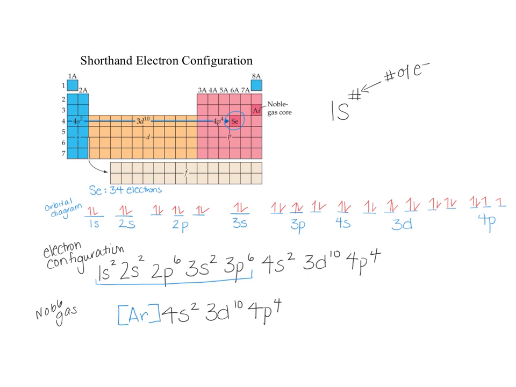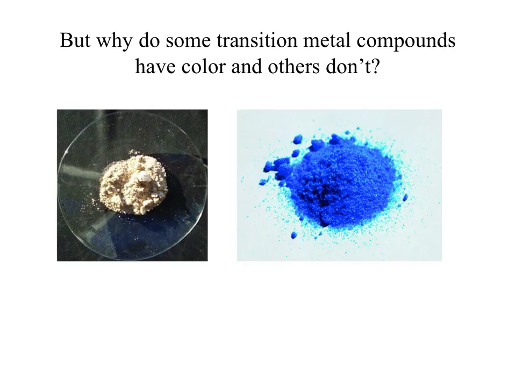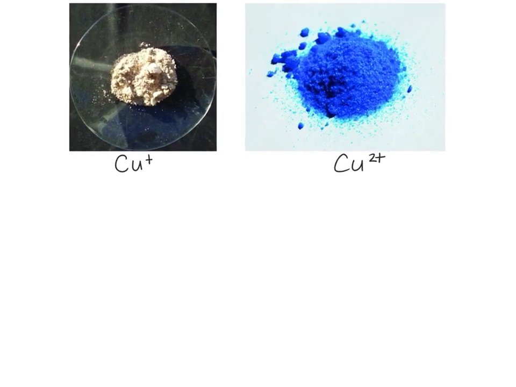Now, maybe the burning question in your heart is, Dr. Pierce, you've made us learn all this. Why? Well, let's go back to that original question that I asked at the very beginning of all of this, which is, why do some transition metal compounds have color and others don't? And look, this is Cu+, okay? This is copper 2+. One has color and one doesn't. I want us to look at the electron configuration of just copper with no charge.